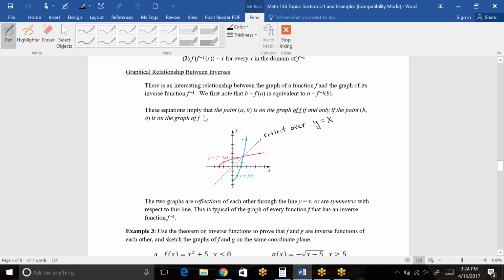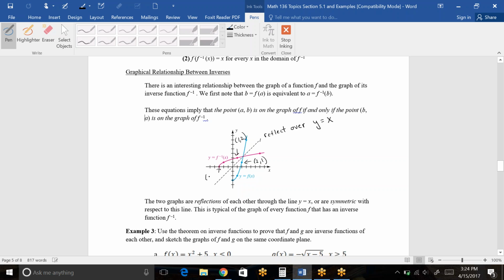So notice that here's something that pops up. This is the point (1, 2). On the other graph, that mirror image point is (2, 1). X and Y just get swapped. So that is essentially what happens in an inverse. The x's and the y's get swapped.